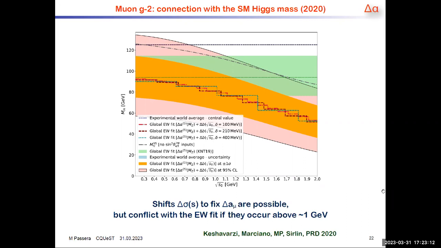The message is, yes, you can change the hadronic cross-section to solve the g-2, but you can do it only at low energy, because if you do it above roughly 1 GeV, then you have a conflict with the electroweak fit. Okay, so this possibility exists, but it should be at low energy.